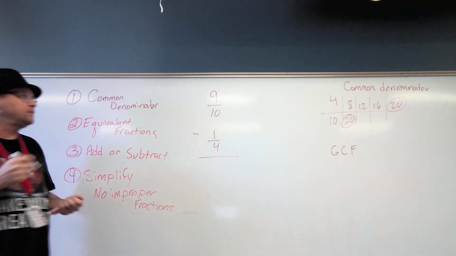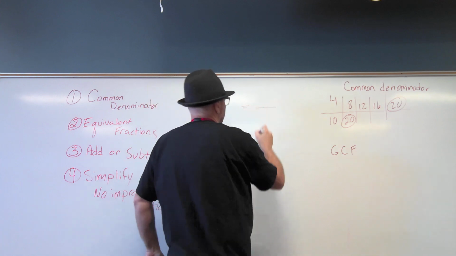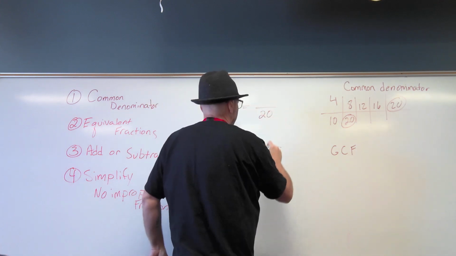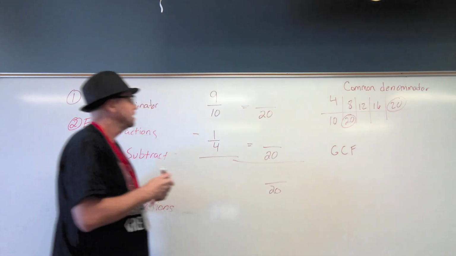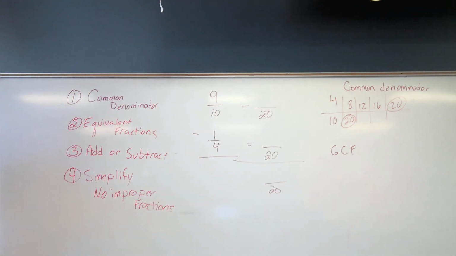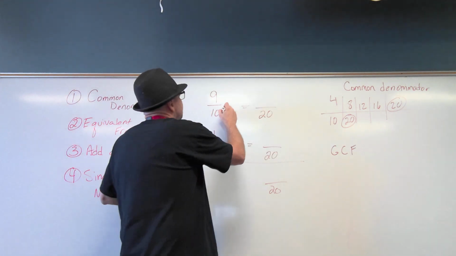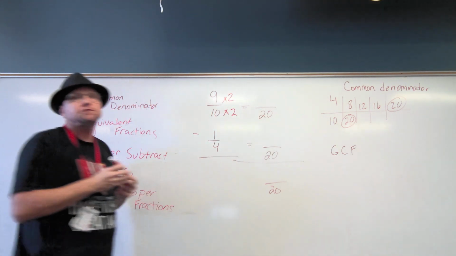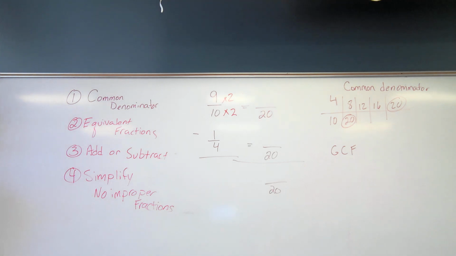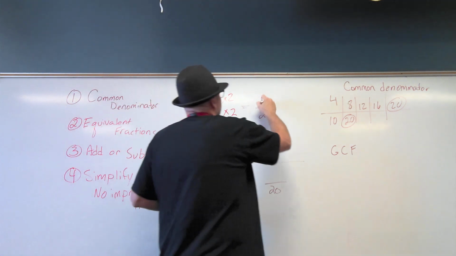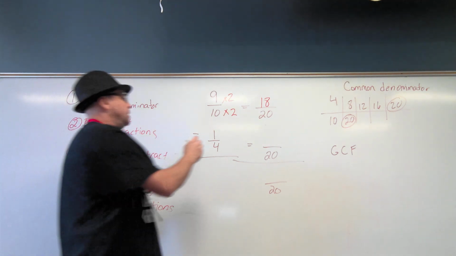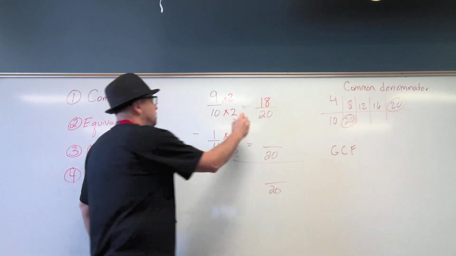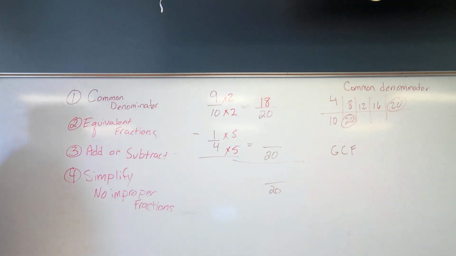Now I need to change so that we have equivalent fractions with the same denominator, and these are going to be 20. What do I multiply 10 by to get 20? 2. If I multiply my denominator by 2, I must also multiply my numerator by 2, and I get 18. What did I multiply 4 by to get 20? 5. If I multiply my denominator by 5, I must also multiply my numerator by 5, and I get 5.